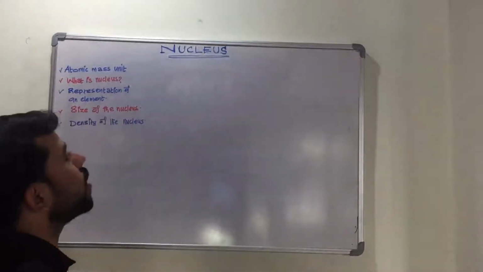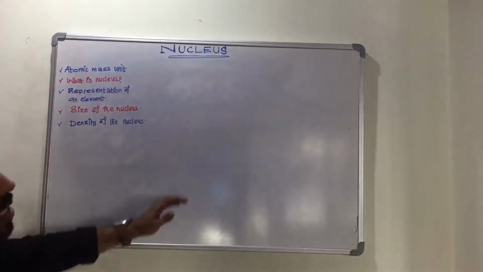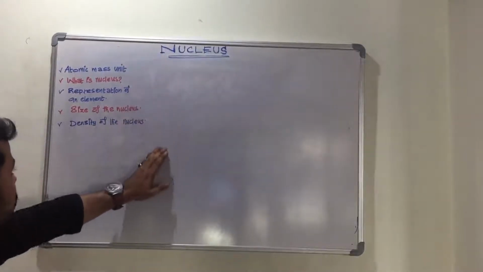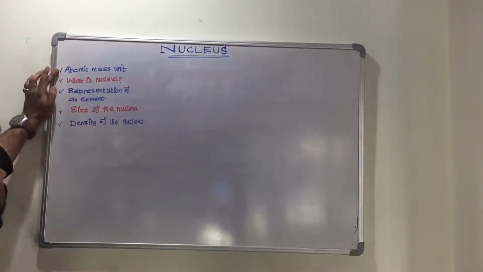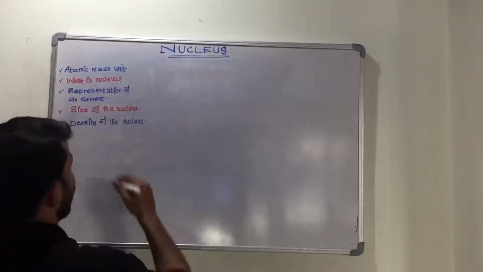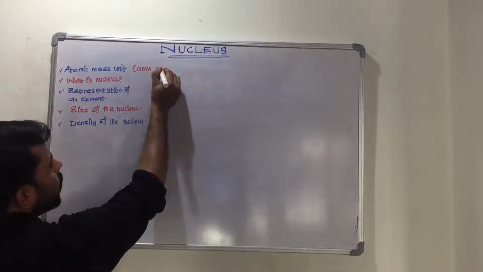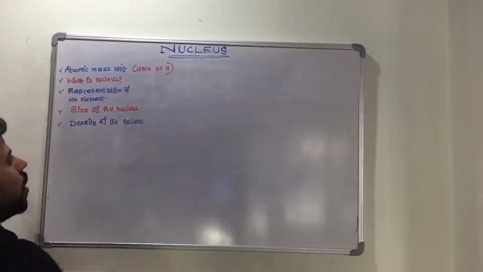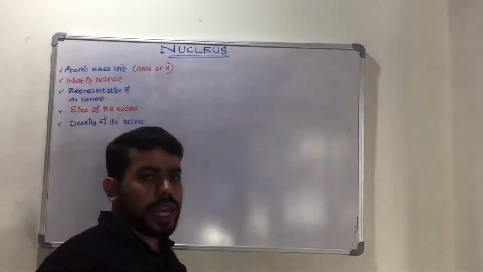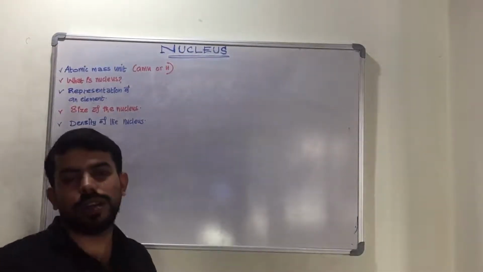The introductory class is about the nucleus. In the first section, we are discussing these topics. First one, atomic mass unit. Its simplified form is AMU or u, unified mass. What is that? You know that the mass of an atom is very small.